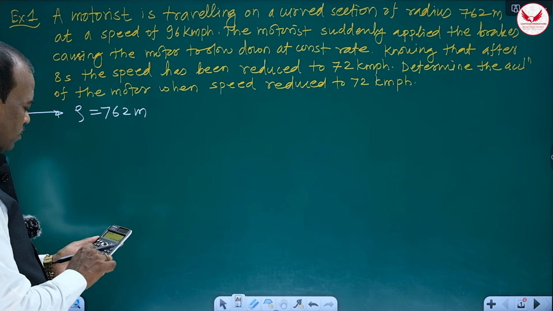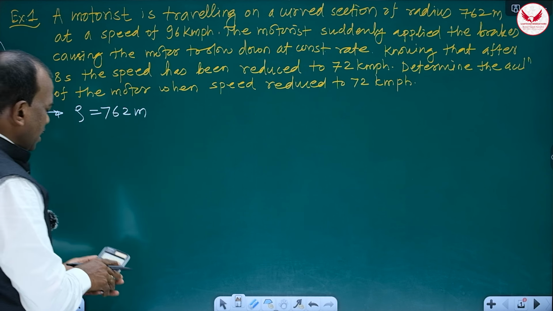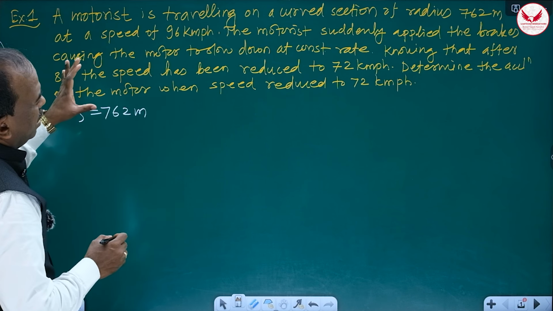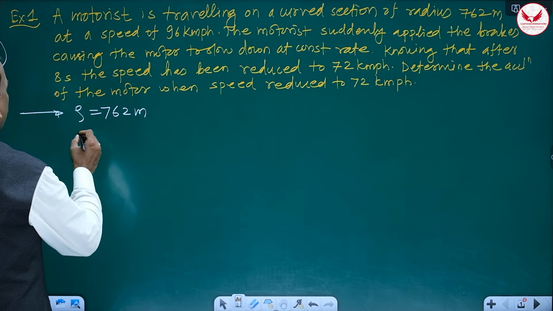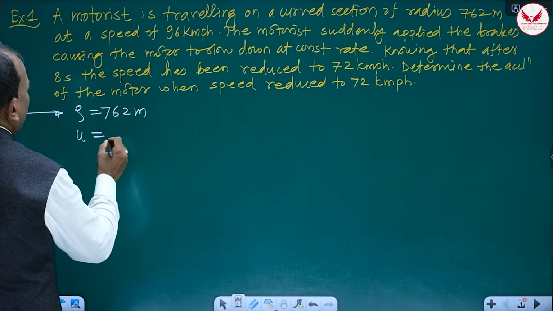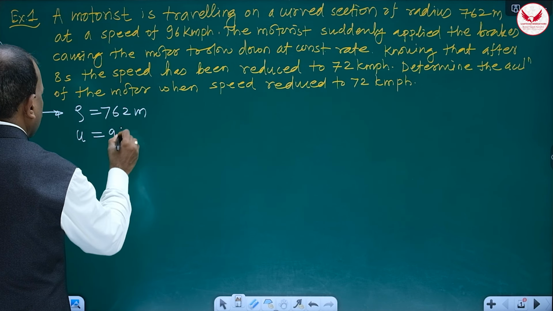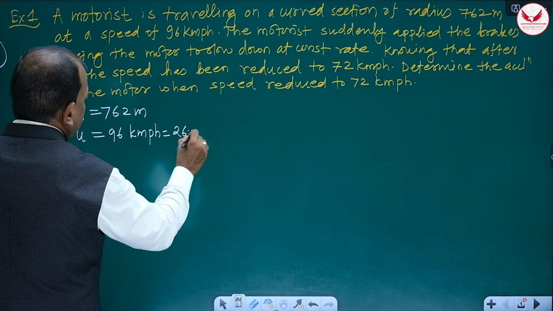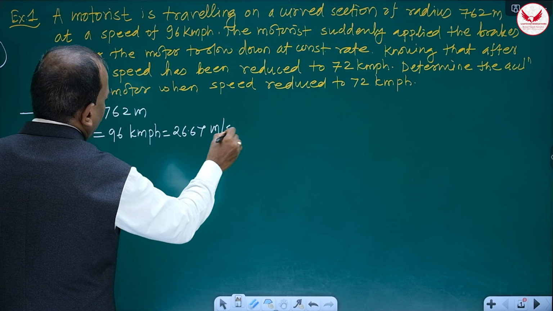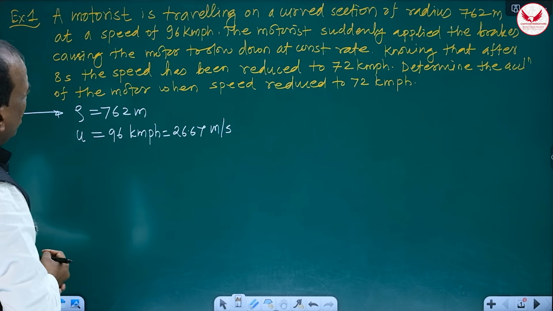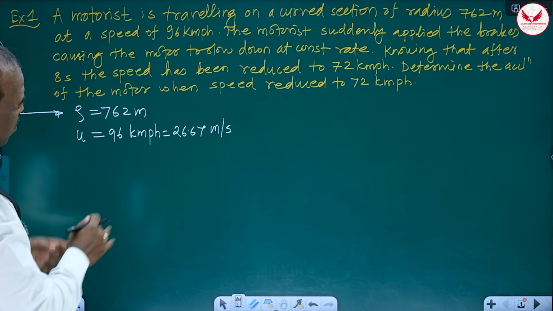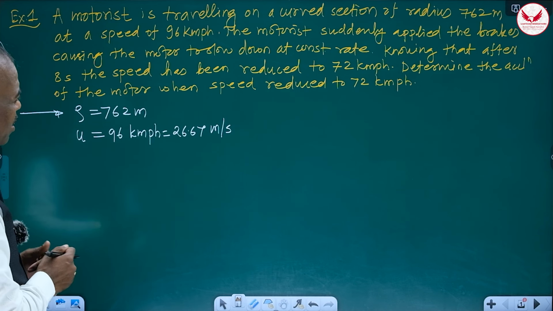It is going to be 26.67. At a speed of 96, means the initial speed u along this curved path is 96 kmph. That means 26.67 meters per second. This conversion is very important. And the motorist suddenly applied the brakes, causing the motor to slow down at a constant rate. Means that is constant acceleration, whatever it is.